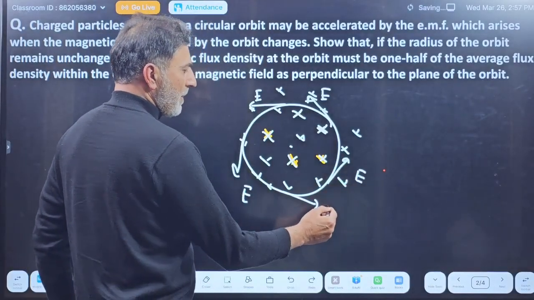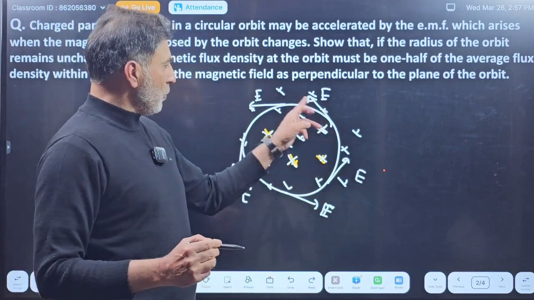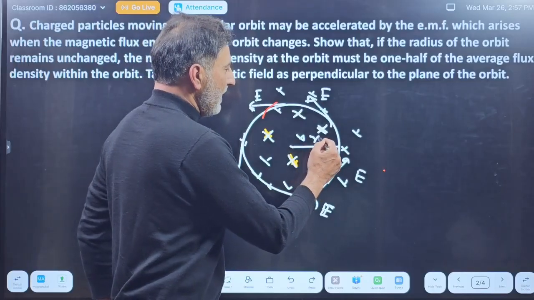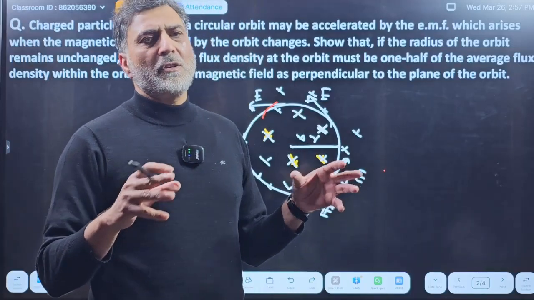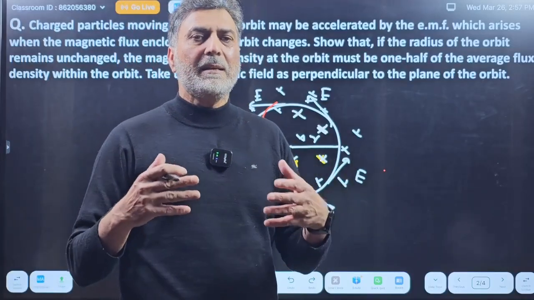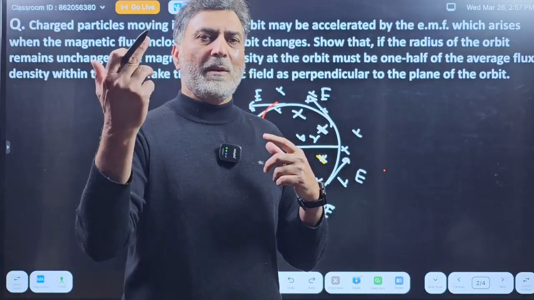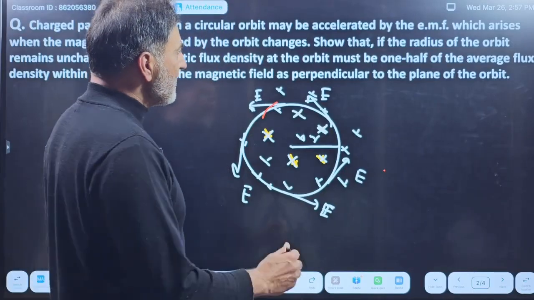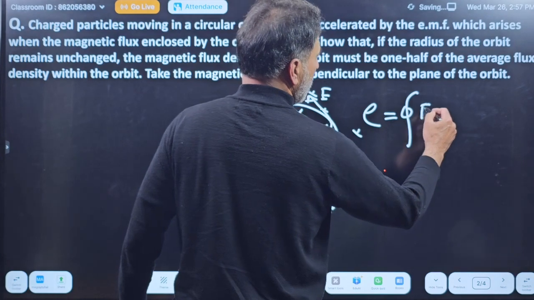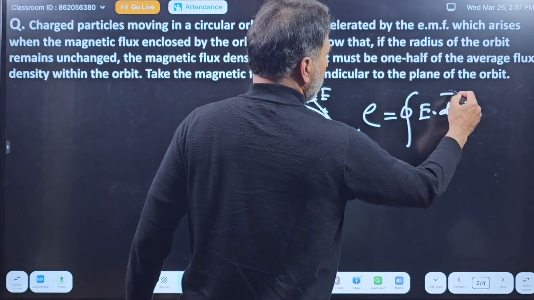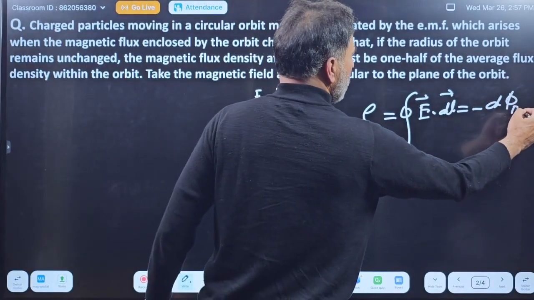And if you integrate this electric field over this path, means E into 2 pi r, that is the induced EMF. So as you already know, that change in magnetic flux gives rise to induced EMF. But the change in magnetic flux, basically, it gives rise to a circular electric field. And when you integrate the circular electric field over the path, it gives you induced EMF. The equation is like this. Induced EMF is equal to, as you know, integration of E dot dl, integration of electric field over path, and that is equal to minus d phi B by dt.